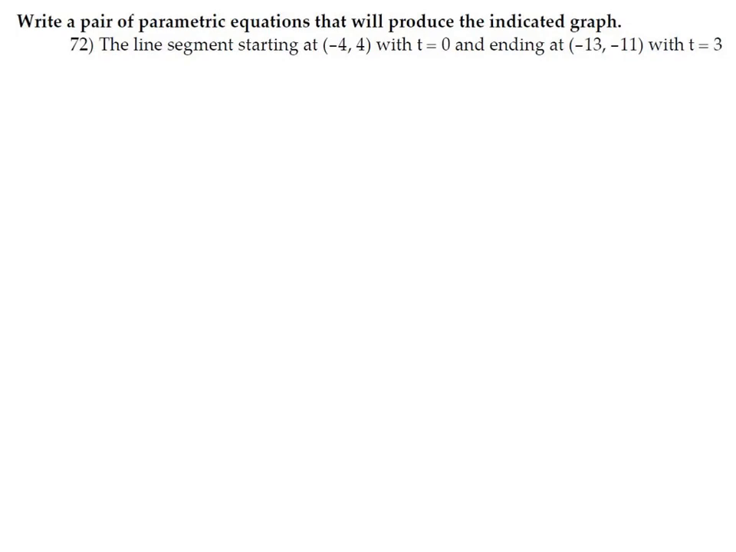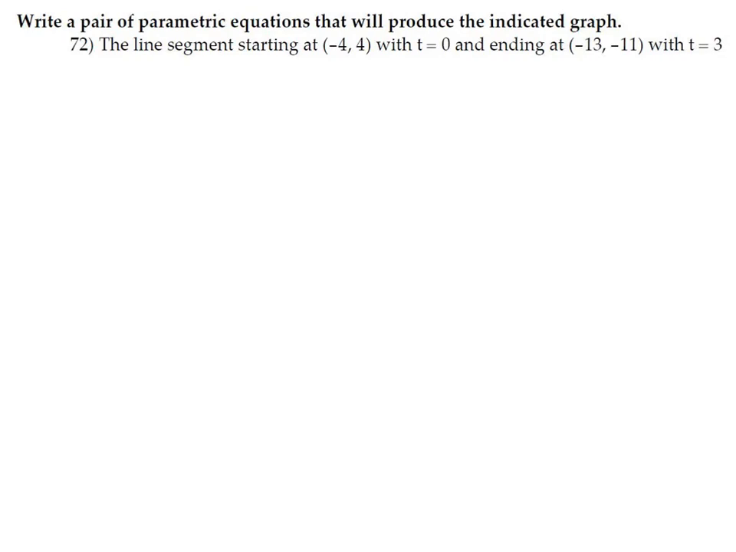Write a pair of parametric equations that will produce the indicated graph. The line segment starting at -4, 4 with t equals 0, so at time 0, and ending at -13, -11 with t equals 3. Let's get a picture of this.